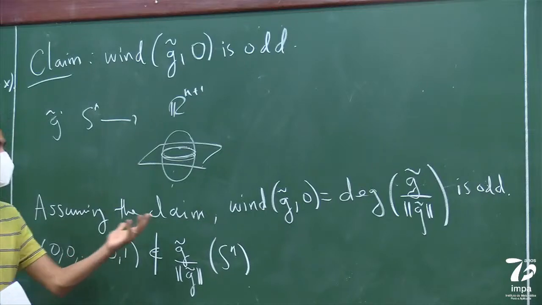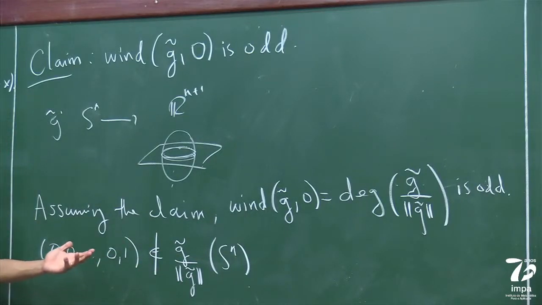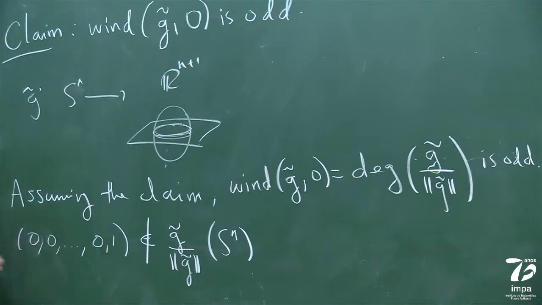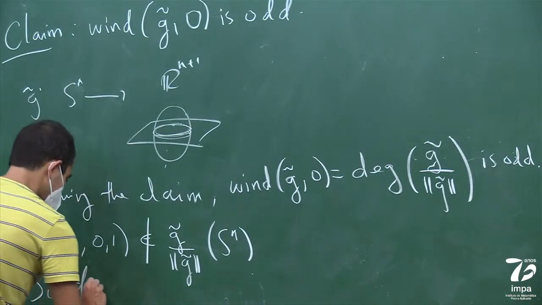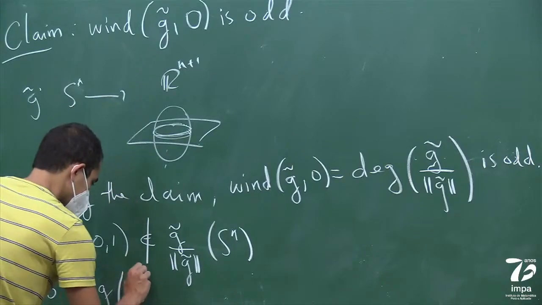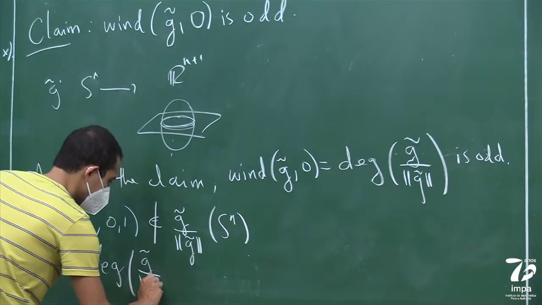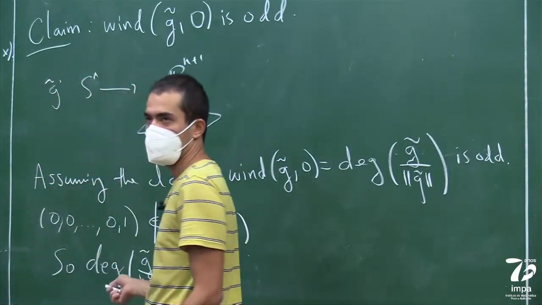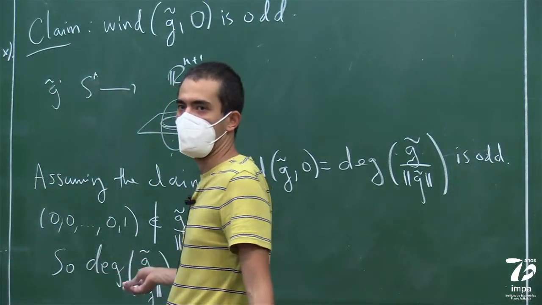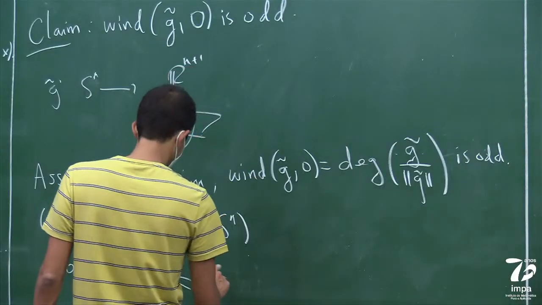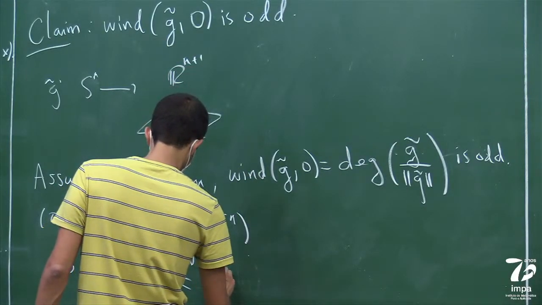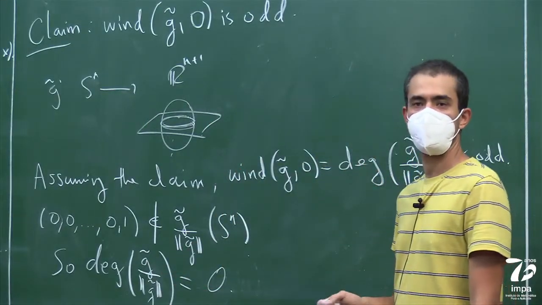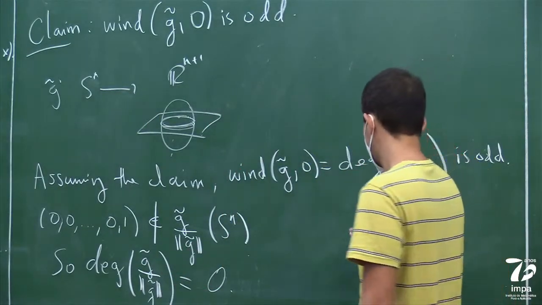Right? So that means it's a regular value in particular, and the intersection number with this point is 0. So that means that the degree of this map is the number of preimages of any regular value, for example, a regular value that's not in the image. So this is 0. And that's a contradiction with it being odd. Okay, so that's not possible.